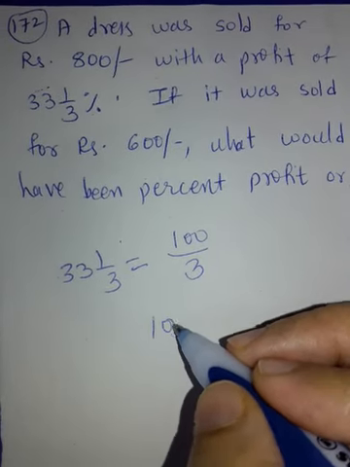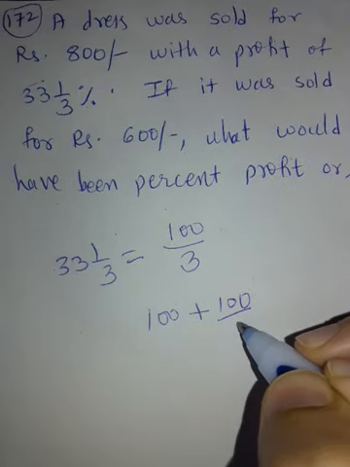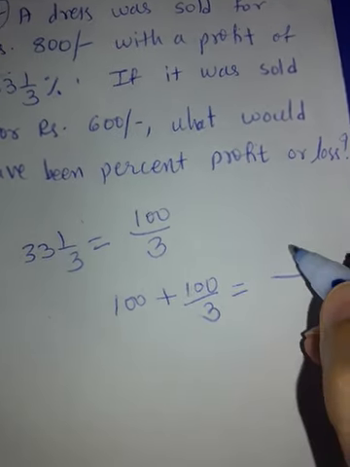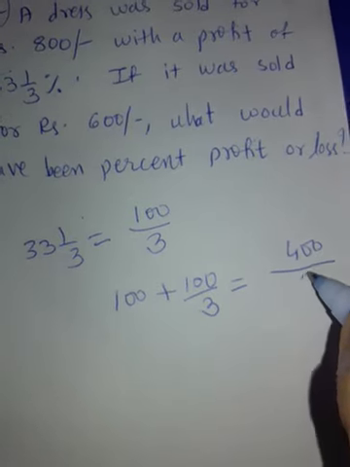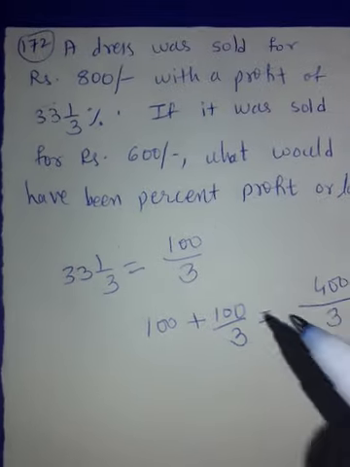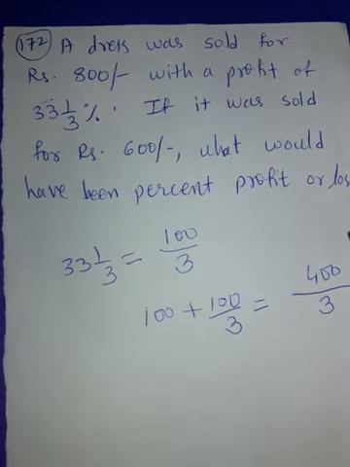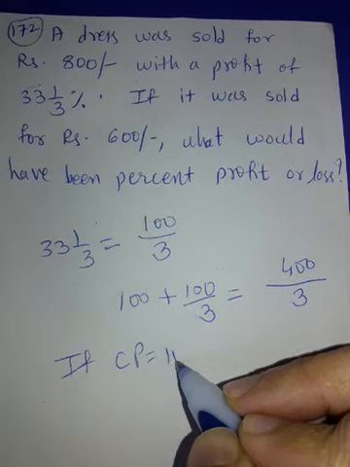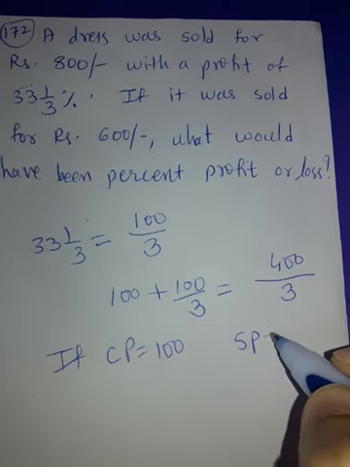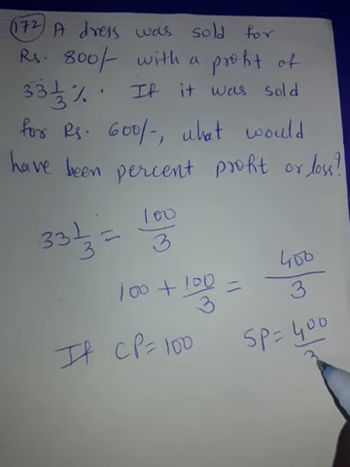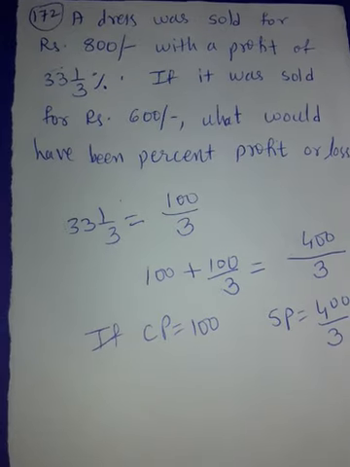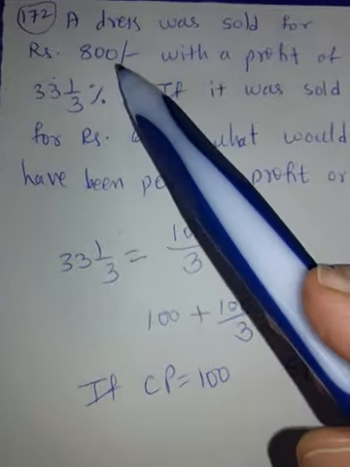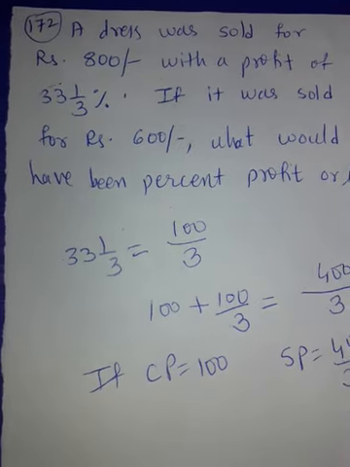So here also I am going to add it to 100. This is how much? 300 plus 100, 400, and 3 in the bottom. So 33 1/3% profit means if CP is 100, SP will be 400/3. That is the meaning. Correct? Now what is the actual SP? 800. A dress was sold for 800.